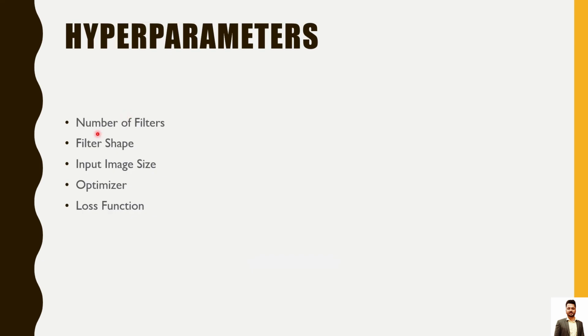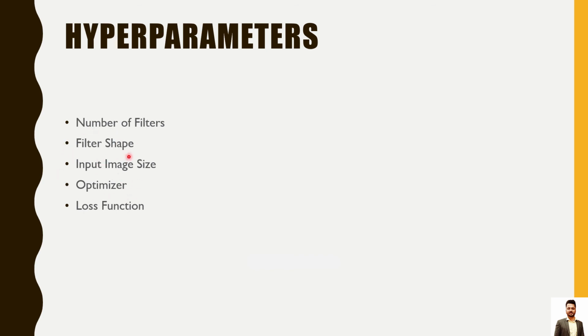So hyperparameters are the number of filters, the filter shape, input image size, the optimizers, and the loss function. These are the hyperparameters which are in our control. For the optimizer we can use AdaDelta, Adam optimizer, RMSprop, maybe SGD. So all those kinds of optimizers are available to us.